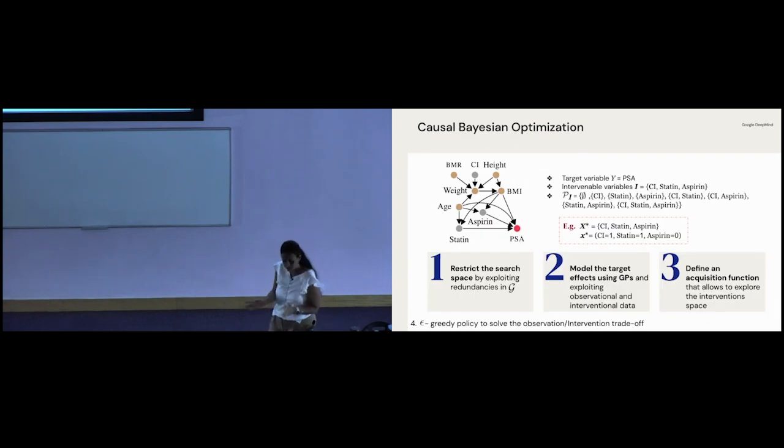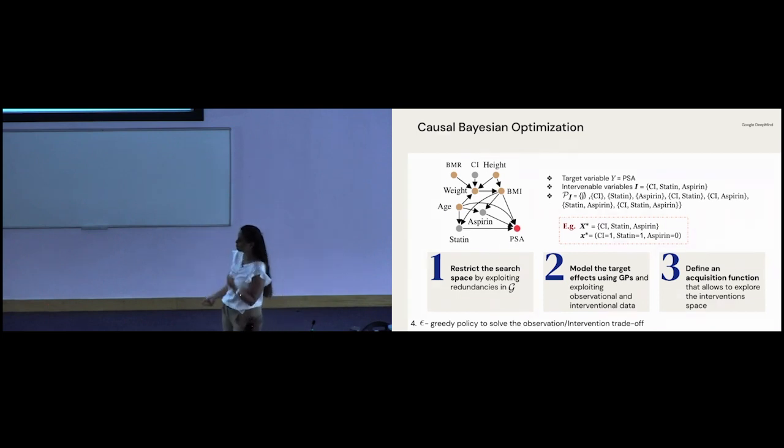Okay, so let's make an example now. Let's go back to the healthcare setting where we want to minimize the probability of getting this cancer, so the target variable is PSA. What can we intervene on? We can either intervene on statin, or we can intervene on aspirin, or we can intervene on calories intake. These are the three things that we can do. These are the gray nodes.